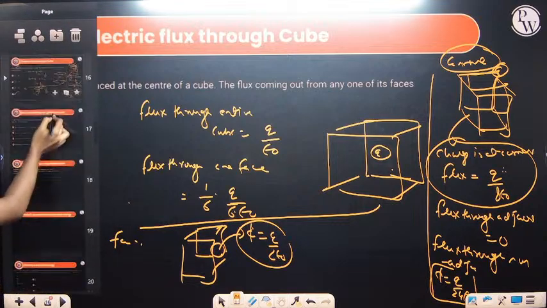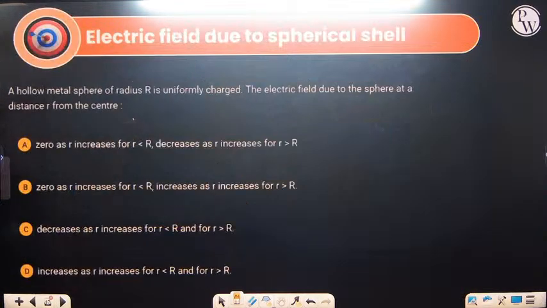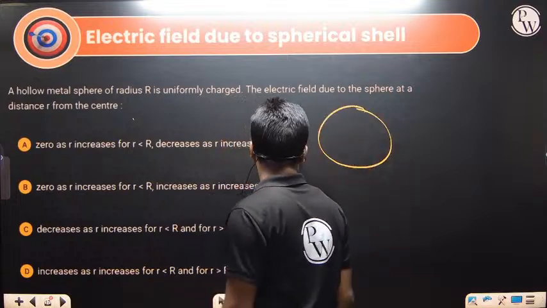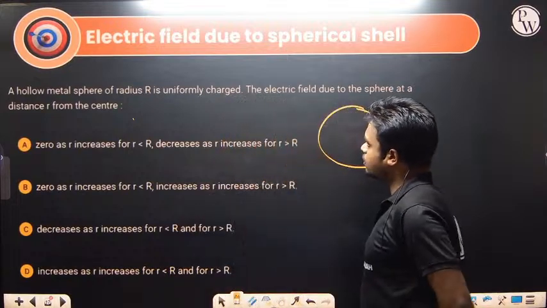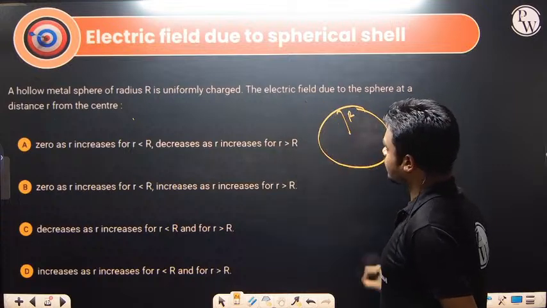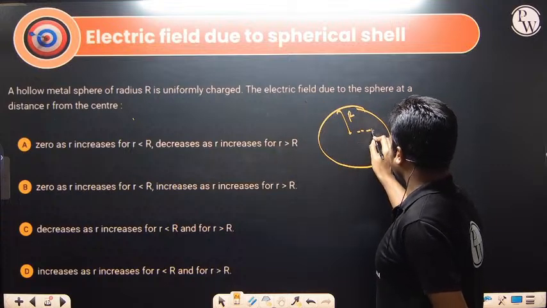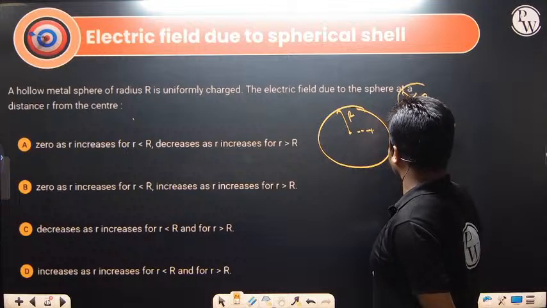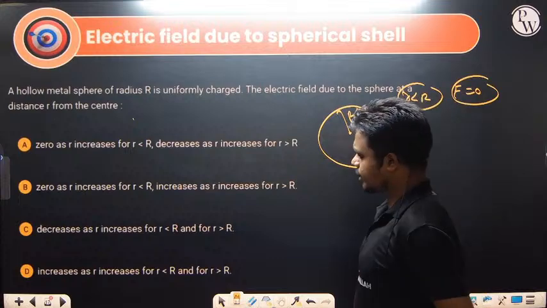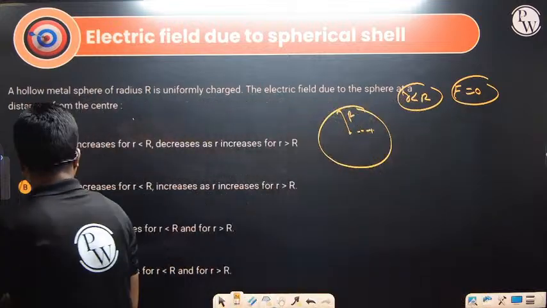So moving to the next question. A hollow metal sphere of radius R is uniformly charged. The electric field due to the sphere at a distance r from the center. If this is the hollow metal sphere of radius R, and r is less than capital R, what is the electric field? 0. r less than capital R, it will be 0.